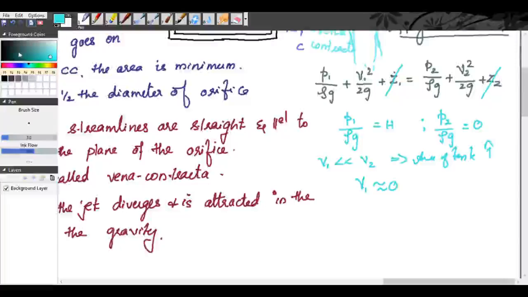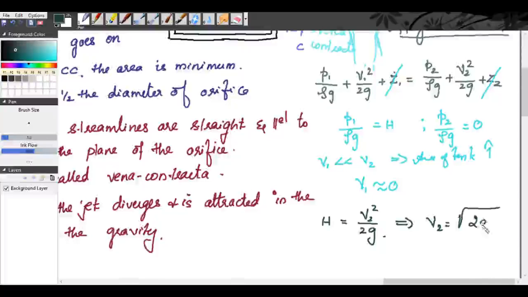So we get P1 by rho g, which is taken as H. V1 square, V1 is taken as 0. So H is equal to, this P2 pressure head is 0, so H is equal to V2 square by 2g. From which we get V2 is equal to root of 2gH. This is nothing but the theoretical velocity.